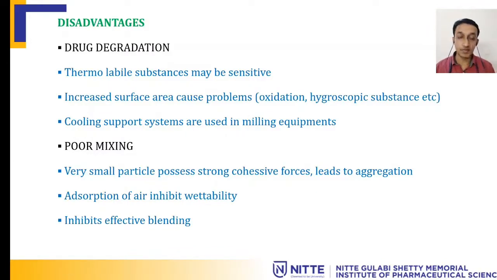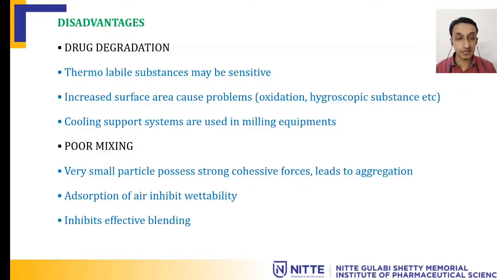Thermolabile substances may be sensitive in this case because more surface is exposed to the atmosphere, and increased surface area can cause problems like oxidation. Hygroscopic substances may absorb more and more water, and in such cases you need a cooling system in milling equipment if the substance is thermolabile, because size reduction generates a lot of heat. This heat also can be absorbed by the materials and undergo various reactions.